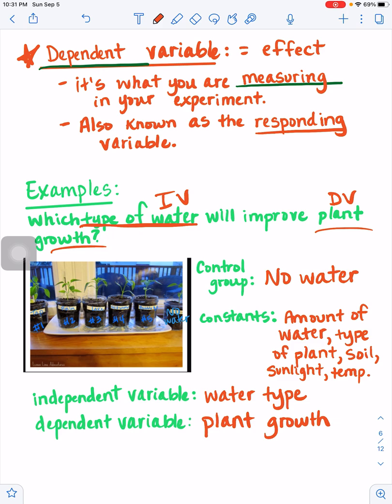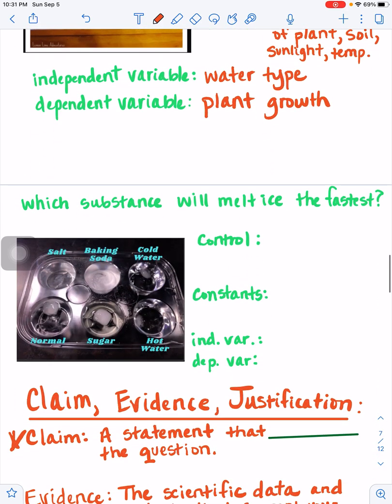We'll do one more example. Which substance will melt ice the fastest? Our control group is what we're not doing any testing to. We're just going to make the normal one. So that's actually called the normal one. The normal, which is right here. Just ice being normal.